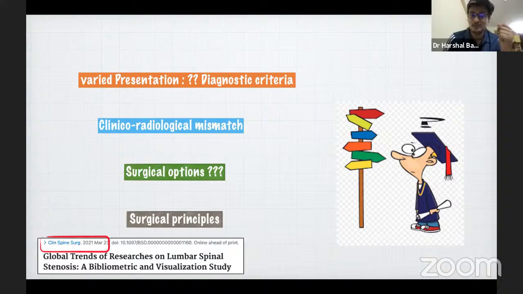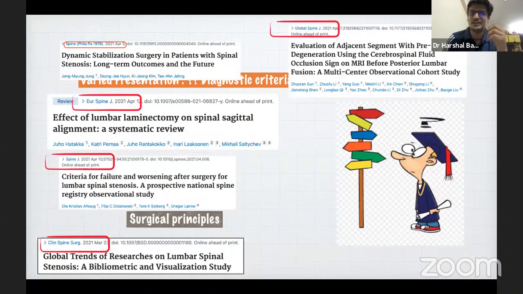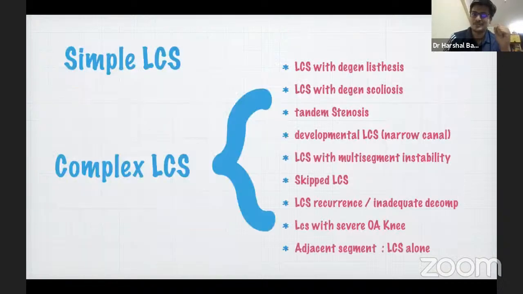And when we do a bibliographical study, which is mentioned here, we see there is a lot of current literature. Even in the last 1 month, in all the spine journals, we have found a lot of presentations regarding lumbar canal stenosis. For practical purposes, we divide lumbar canal stenosis into simple lumbar canal stenosis and complex lumbar canal stenosis. A complex lumbar canal stenosis is always associated with some other adjuvant lumbar pathology, which can be degenerative listhesis or degenerative scoliosis, tandem stenosis, a developmental LCS, and many more, multi-segmental instability, adjacent segment disease.